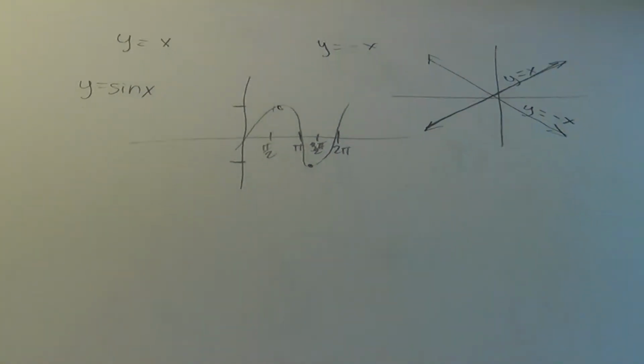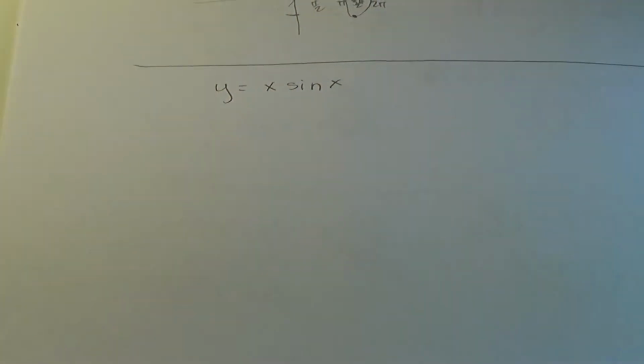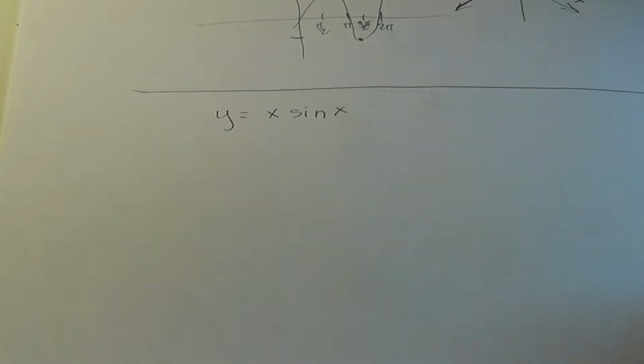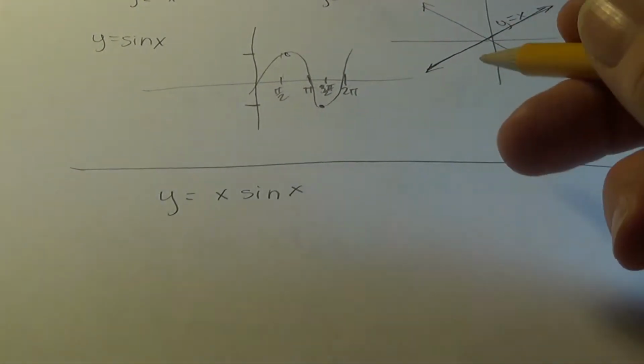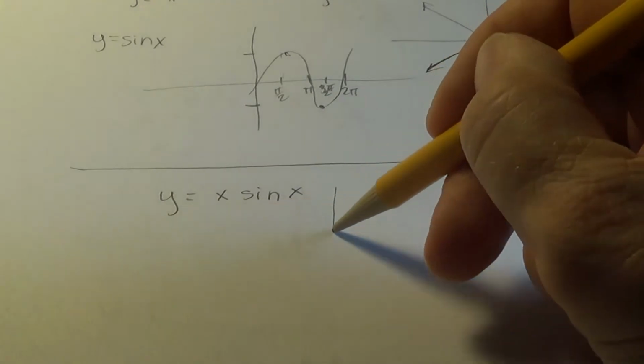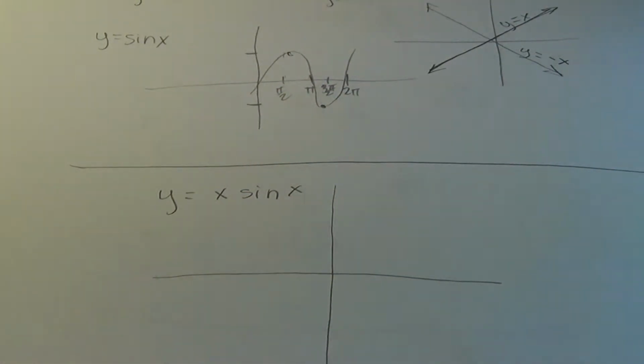And now, I'm wondering, and I'm sure you are as well, what happens when I put them together? Y equals x sine of x. What would that look like? Well, that will be a very interesting function. And I will explain it as best I can and see what you think of it. Y equals sine of x.